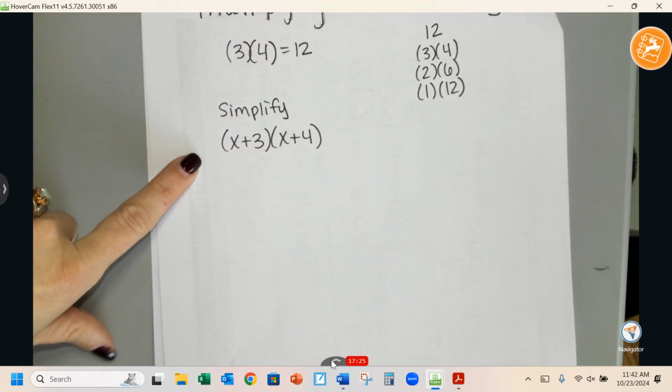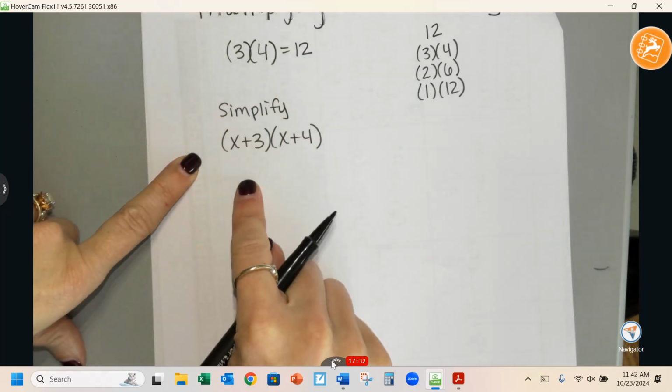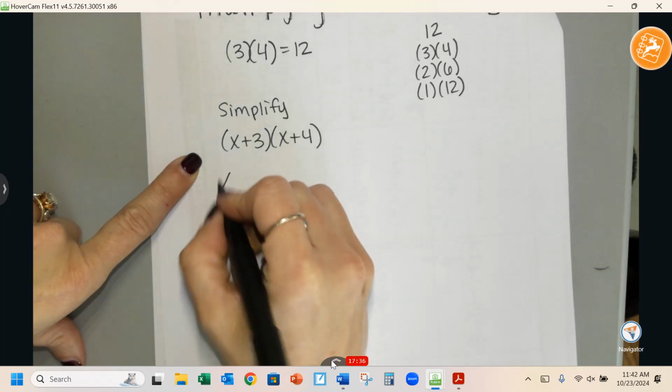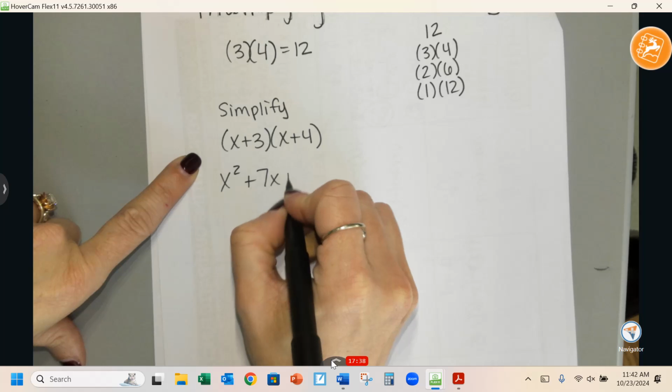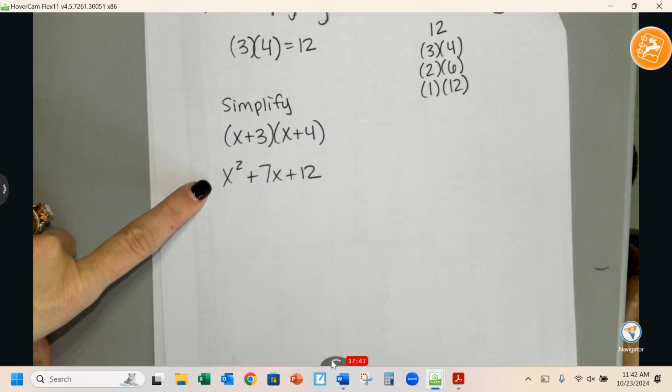So I'm asking you to multiply these, the same as I was asking you here. That's what that means, multiply. So if I do the box method, if I do FOIL, x squared plus 7x plus 12 is what you'll get. This is the answer.